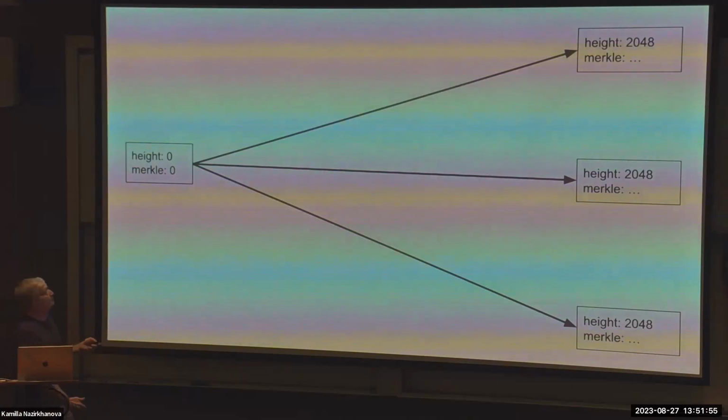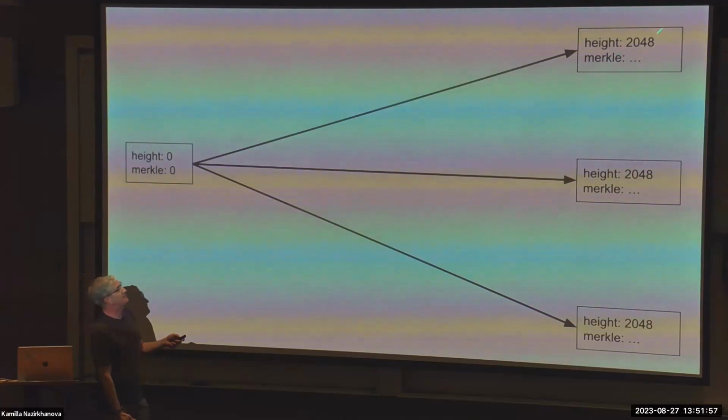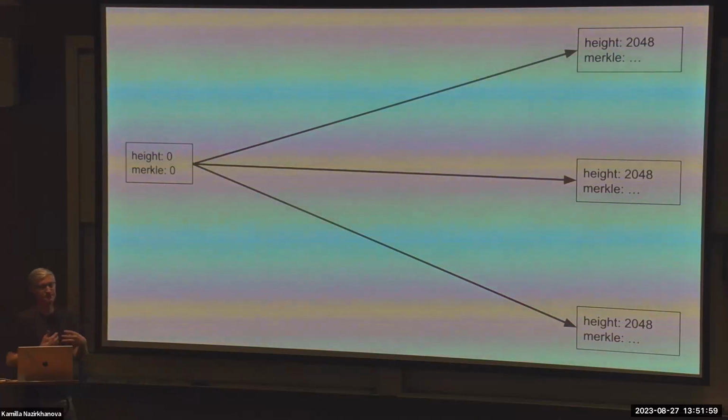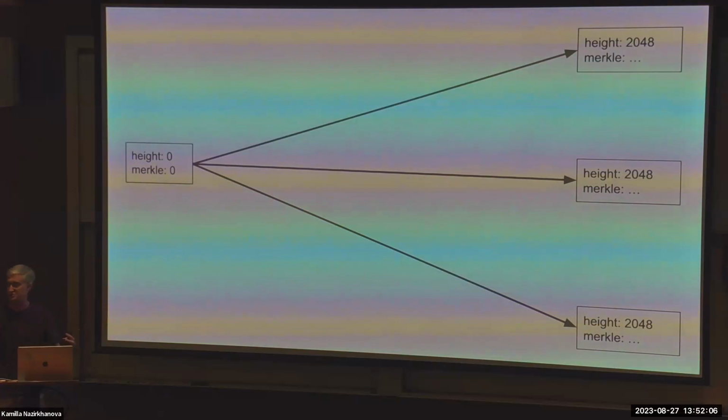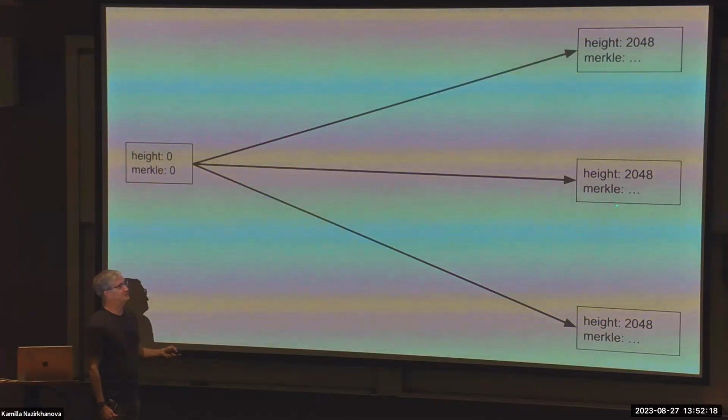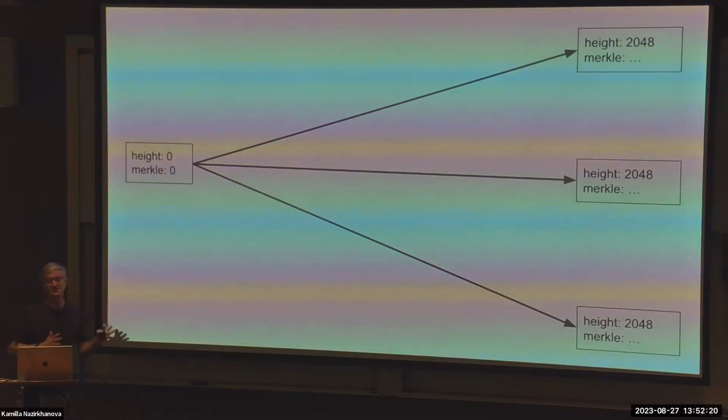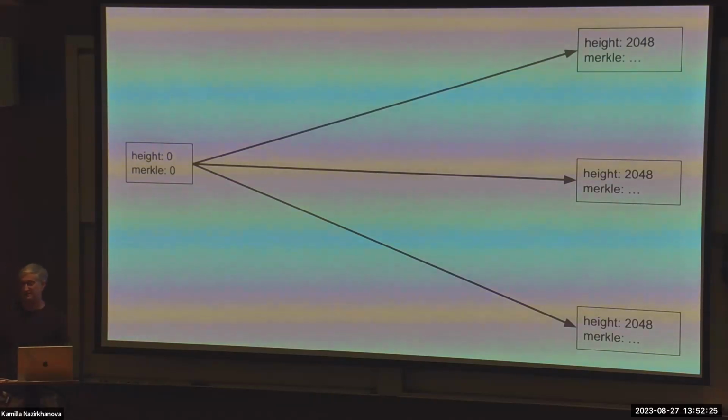Okay. So up here we have another claim. This is a claim at height 2048, meaning 2048 blocks later. And there's a particular Merkle value that's here. And this Merkle value is a commitment via Merkle tree to the entire history of blocks from height 0 up to height 2048. So it's a commitment to the entire history. And here we have 3 different claims, each with a different Merkle value, which are committing to different histories of the chain from height 0 up to height 2048. So this is the starting point of a challenge.